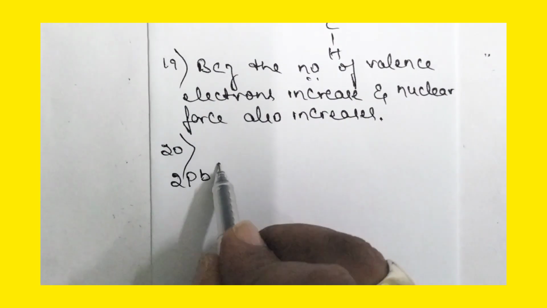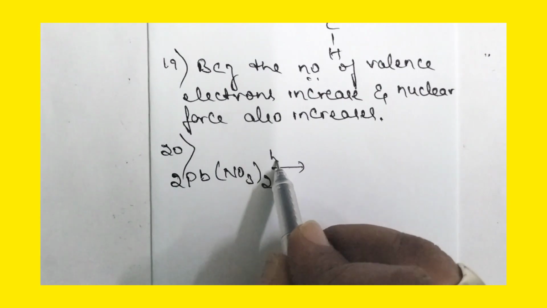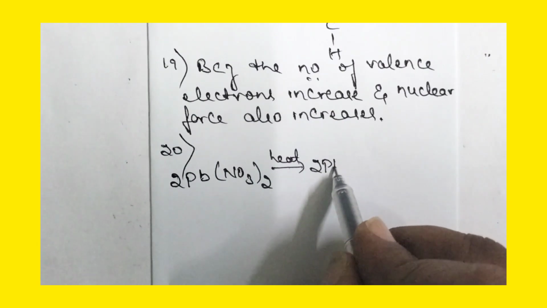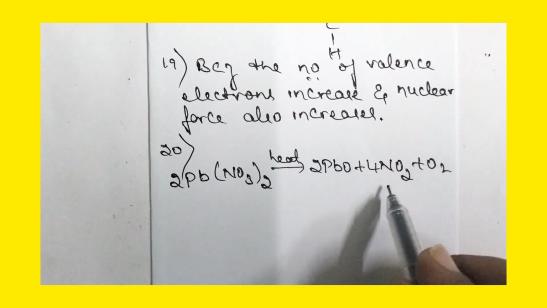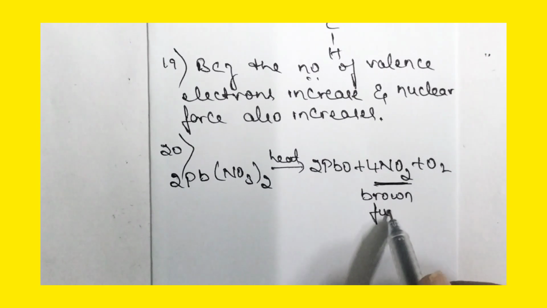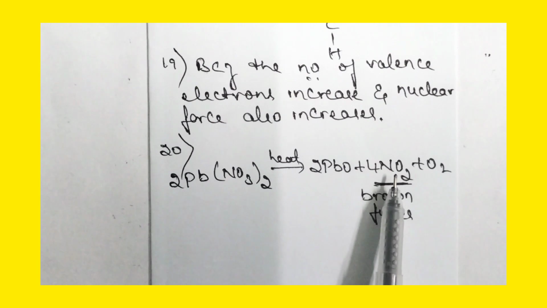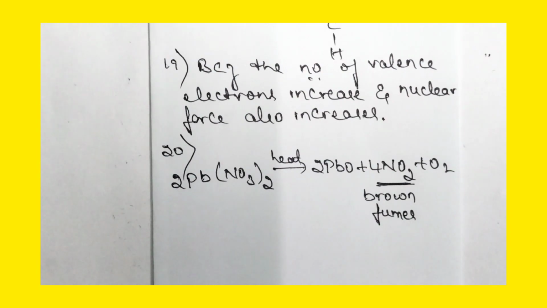2Pb(NO3)2, this is lead nitrate. When it is heated, it is a thermal decomposition reaction. It forms lead oxide plus nitrogen dioxide and oxygen, and this nitrogen dioxide is the brown fume. Which gas gives the brown fumes? Nitrogen dioxide. This is the answer for the 20th question.